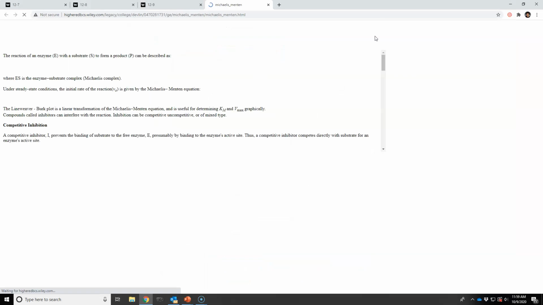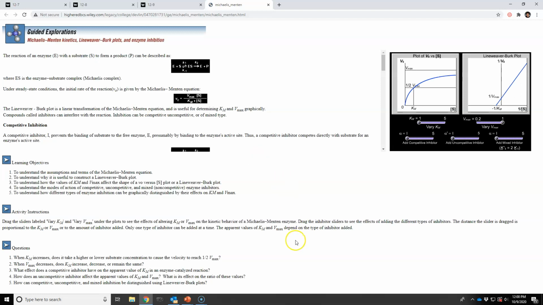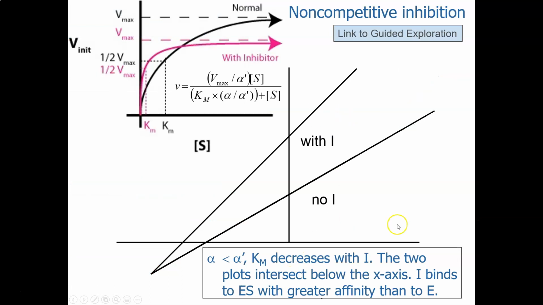There's a guided exploration where we can look at this, and you'll have to enable the Flash player. This is kind of fun to look at, to use these little sliders right here, and you can vary the Km, you can vary the Vmax, you can add a competitive inhibitor, you can add an uncompetitive inhibitor, or you can add a mixed inhibitor. Here the situation is Ki is 2 times Ki prime, so they're only giving us one of those examples. But if you want to play around with this to understand how these things are affected, that might be a good exercise.